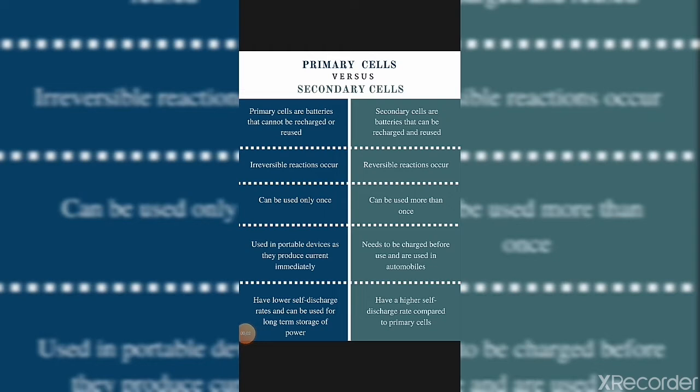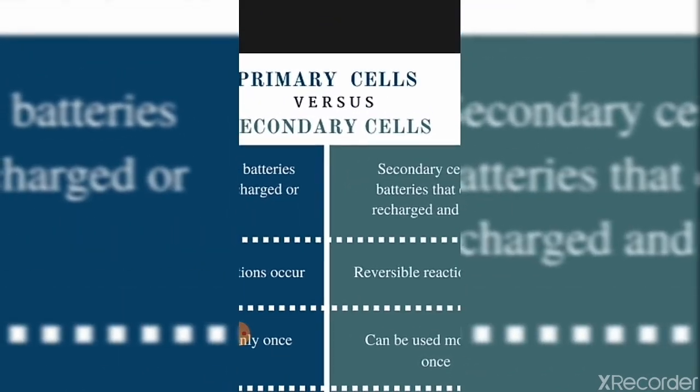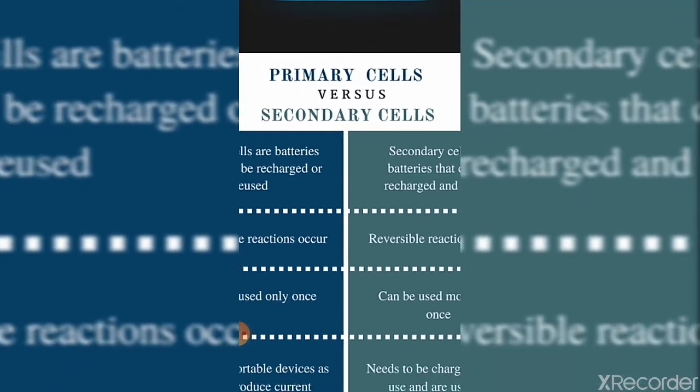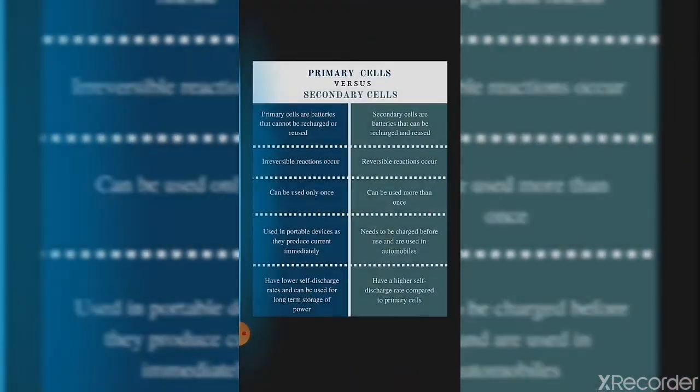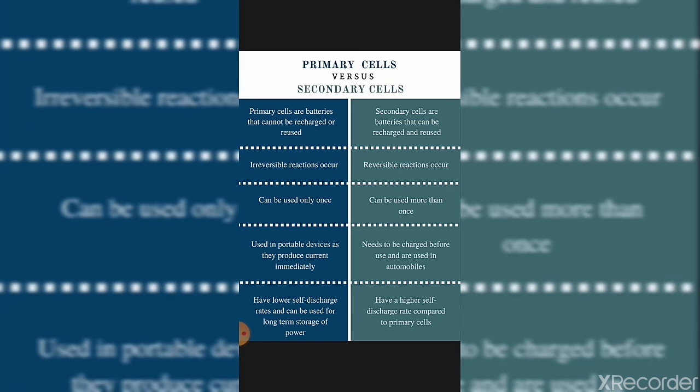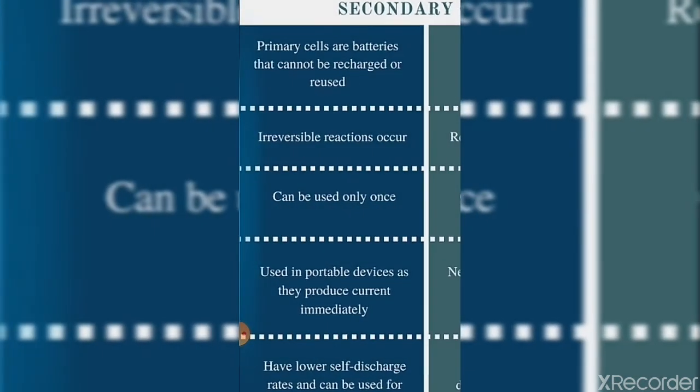So fine students, in the last I was discussing that we will now talk about the kinds of cells. As we know, there are two types of cells. There are primary cells and secondary cells. These are the two types of cells. Now we are going to talk in detail about each one of these. So let's talk firstly about the primary cells.